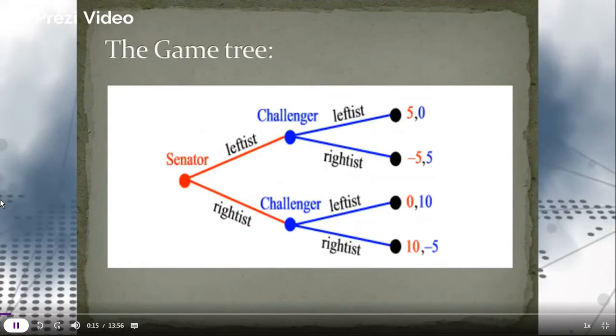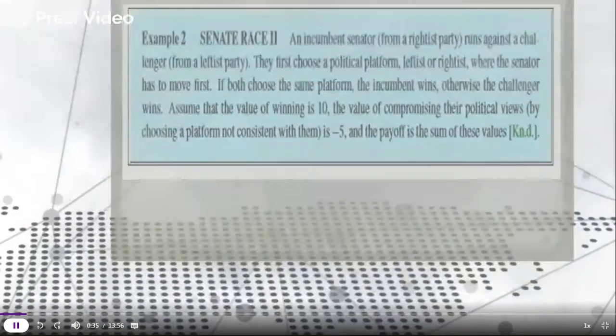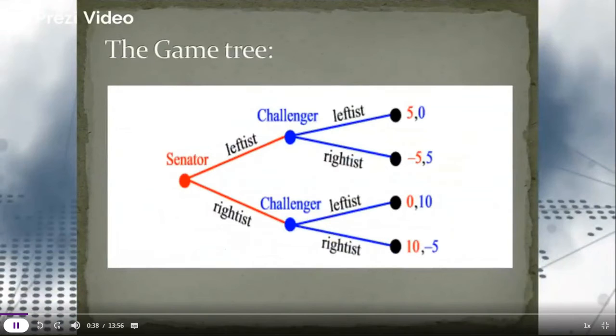Because the senator is compromising on his political view, he is shifting from right to left. That's why he is losing 5. So the payoff is actually the sum of both values, winning and also the loss because of compromising their political views. That's why he is getting 5, because 10 minus 5 is 5.